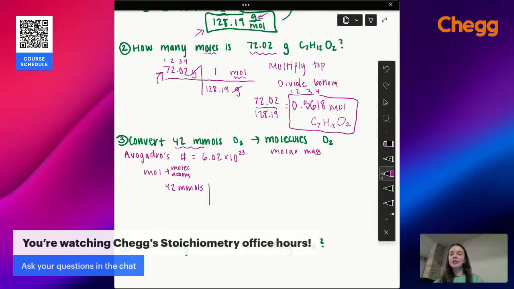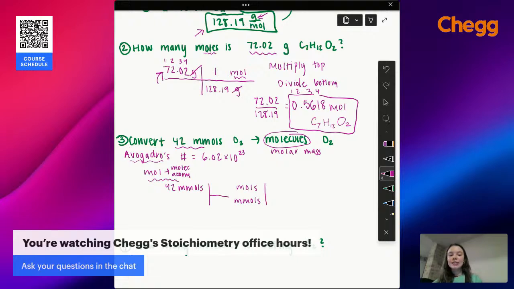And the reason we need to go to moles is because we have this conversion that's going to get us to molecules in the end. But that conversion, that Avogadro's number, requires us to be in moles. So our first step is we need to go from millimoles to moles. Does anyone know how we do that? If you know how, put it in the chat.